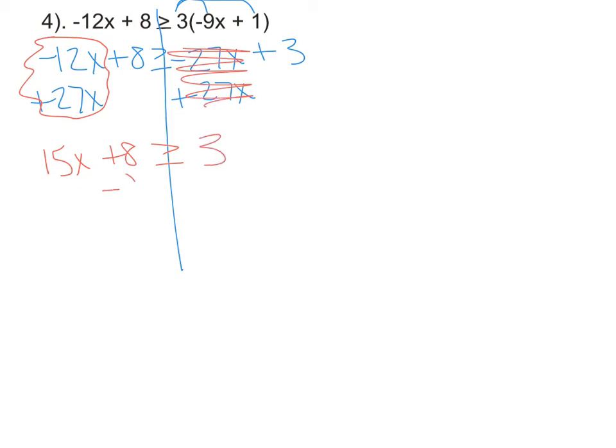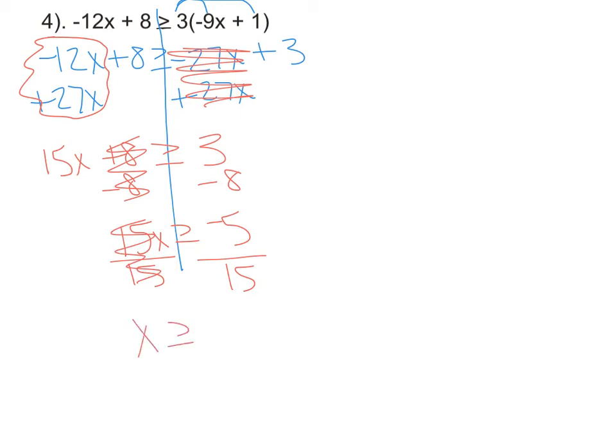Then we're going to subtract 8. So the 8's canceled. We have 15x is greater than or equal to 3 minus 8, which is negative 5. Divide both sides by 15. 15's cancel, so x is greater than or equal to.